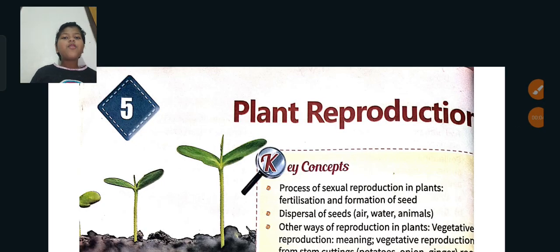So today we are going to study an interesting chapter known as plant reproduction. In the previous chapter we discussed pollination, what pollination is and what the agents of pollination are. In this chapter we will discuss how pollination occurs and what the advantage of pollination is.